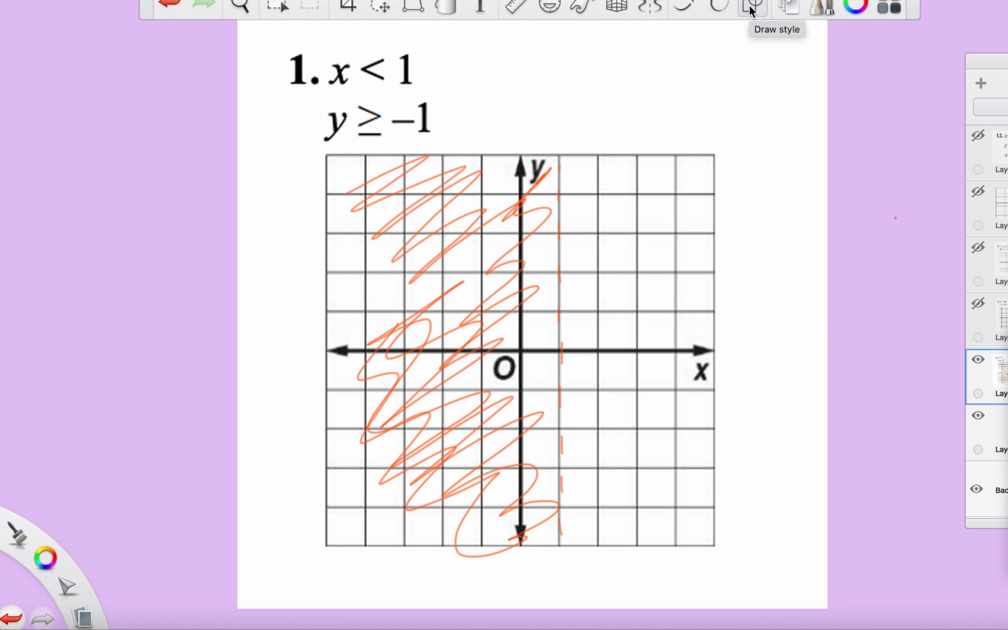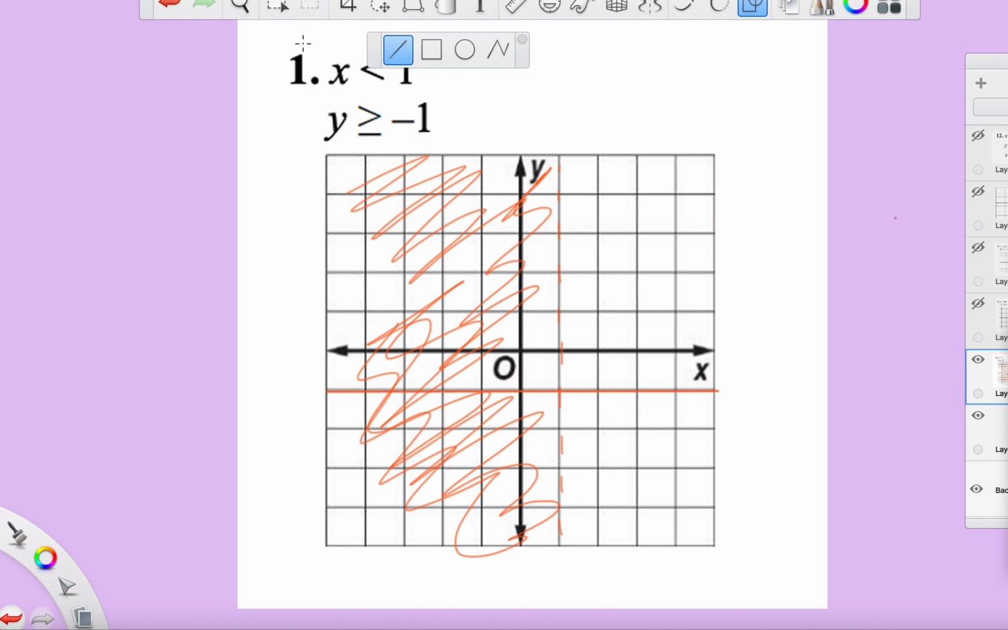Okay, well then that's, as opposed to this vertical line here, going to be a horizontal line, and it's a solid line right here at -1 on the y-axis, right?